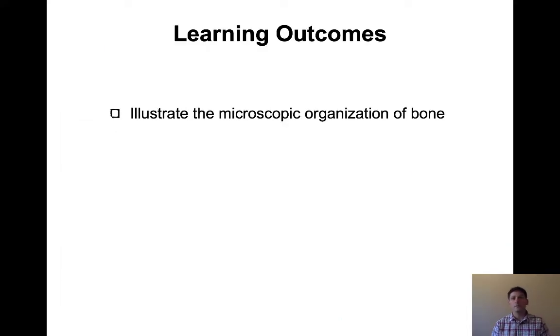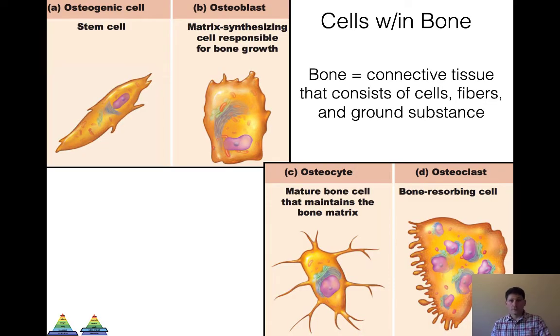All right, now let's take a closer look at bone through the lens of a microscope. To start off, we need to understand the four major cells that are involved with bone construction and bone deconstruction. Bone, if you remember, is a connective tissue, and it is made up of cells and fibers and a background matrix. Our first cell type is the osteogenic cells. These are our stem cells, and they're going to give rise to osteoblasts.